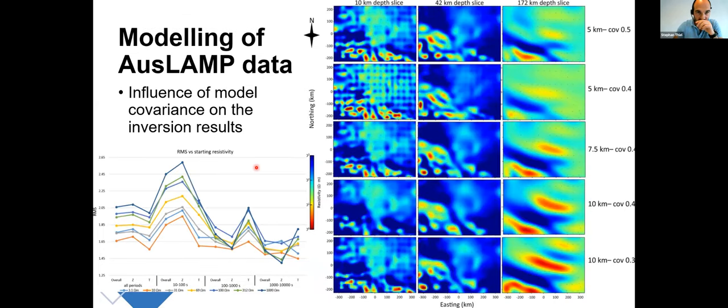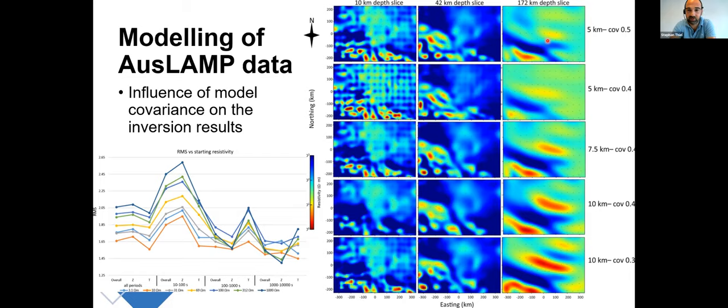And I'm just going to show one example, and you can read more about it in her paper. This is the influence of model covariance on the inversion results. We have all seen this before, this sort of speckled behavior, some near surface features here that are due to the covariances. And then also what I found really interesting, at the 172 kilometer depth slice, this is just at the margin where you're starting to lose some of the sensitivities in some areas.